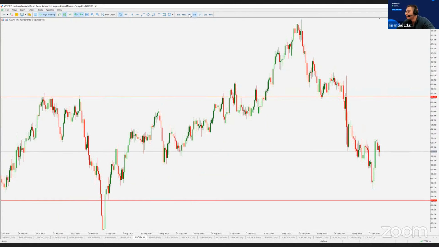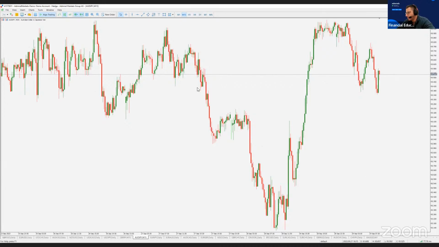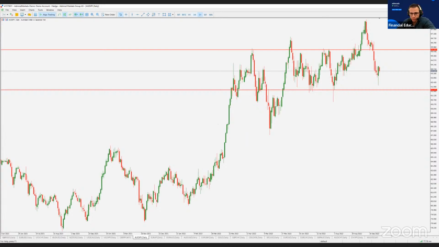If I was to take this on the intraday, I would definitely be a buyer. I would like to see higher highs and higher lows and just get into the move. Let's move on.